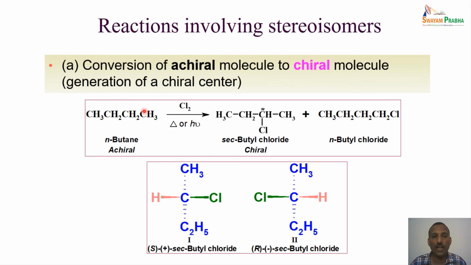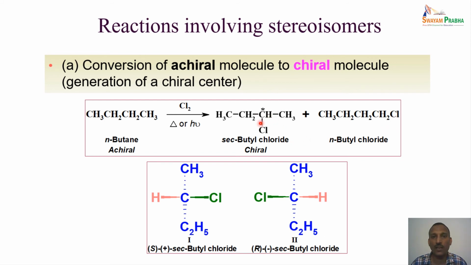So when the chlorination happens at the terminal carbon, we have CH2Cl. So two groups are the same on this particular carbon. So there is no chiral center at this carbon. When the chlorination takes place at the terminal one, we are not getting any chiral compound.